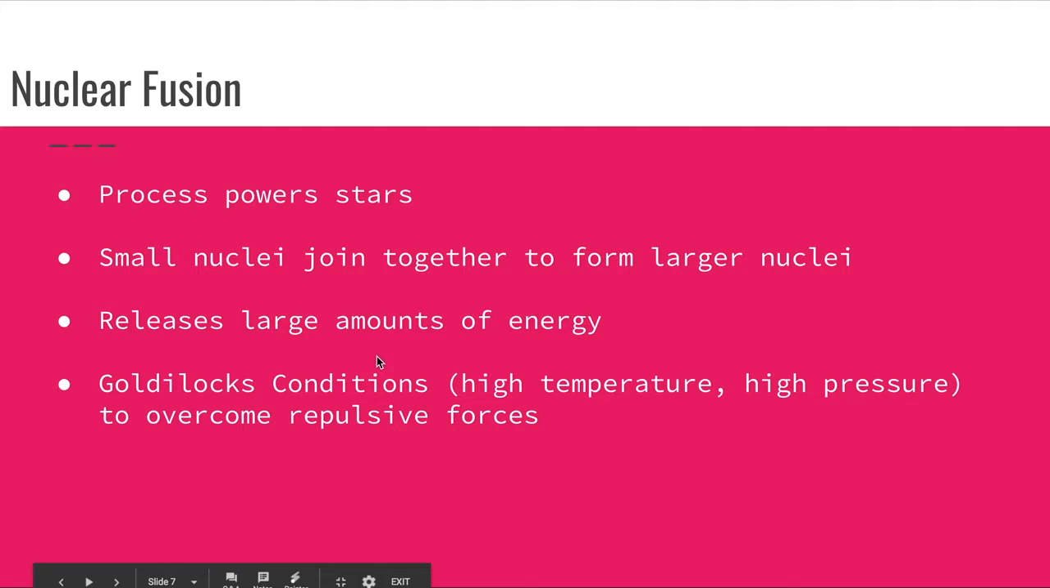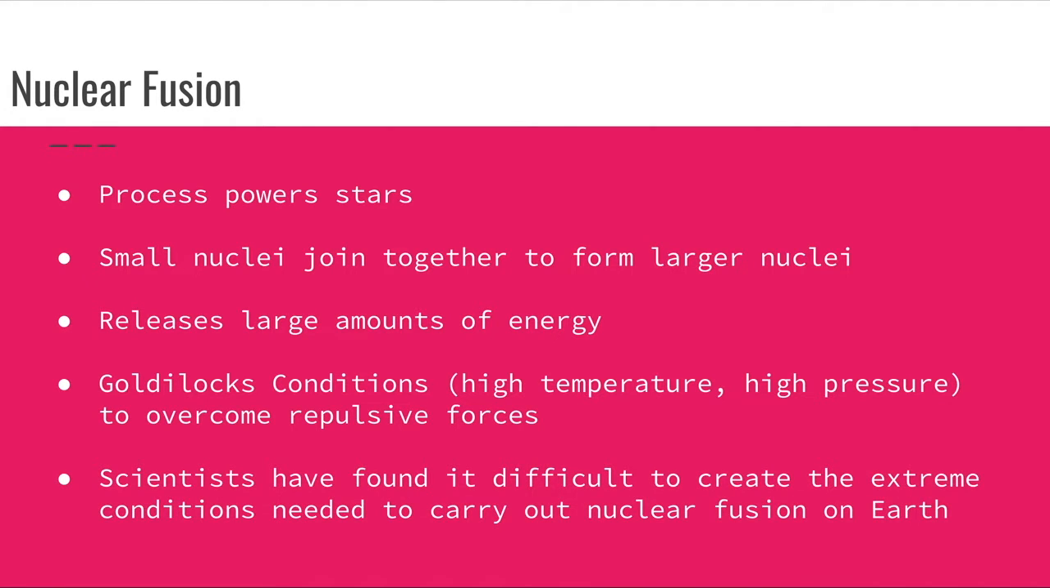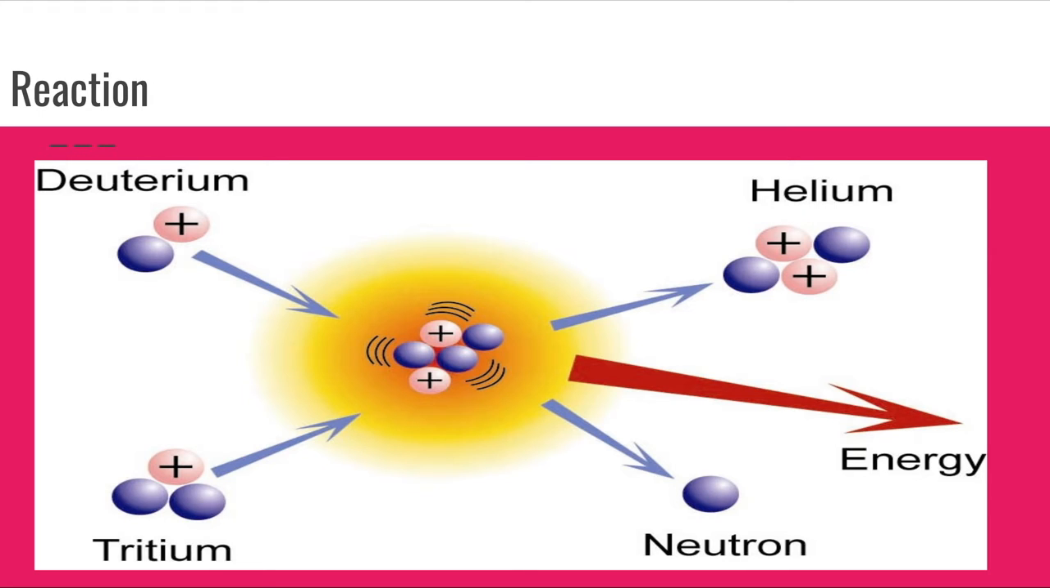And for nuclear fusion to occur, we need the Goldilocks conditions. High temperature, high pressure, like those found in stars, to overcome the repulsive forces of the nuclei, so then they can fuse. And so therefore, scientists have found it difficult to create the extreme conditions needed to carry out nuclear fusion on Earth. So we don't have nuclear fusion reactors, they are only experimental up to this point.